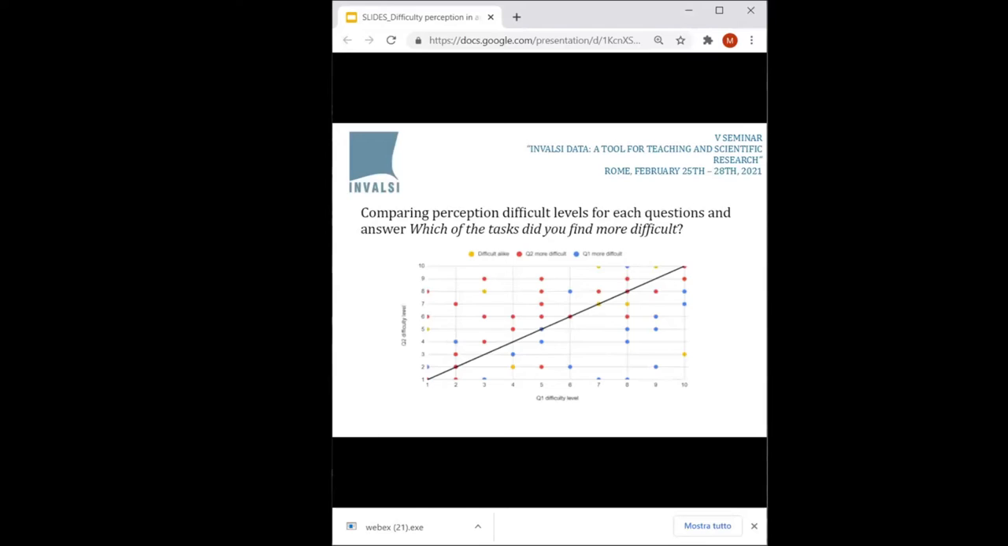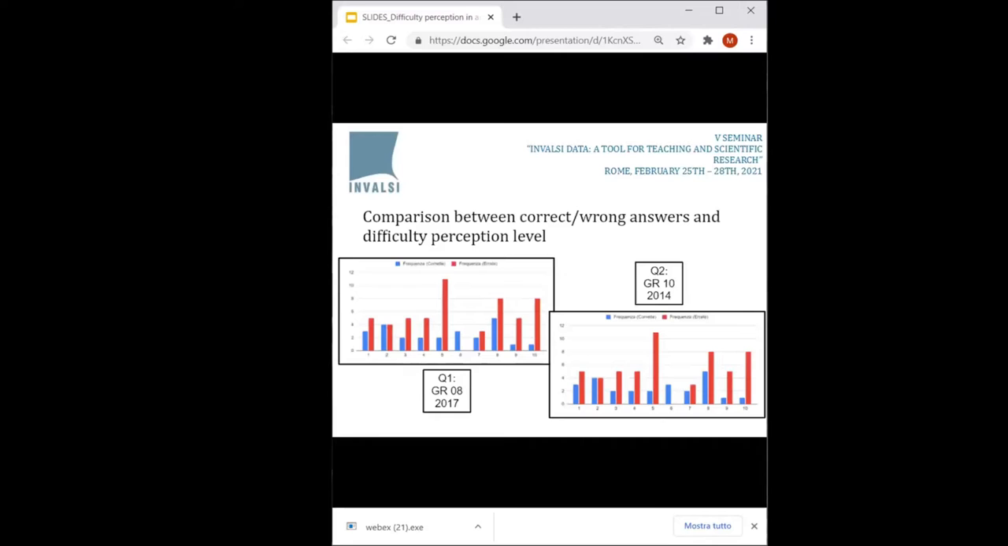That could be linked with the fact that students have difficulty attributing a difficulty level. Okay. Moreover, we also investigated the relationship between students' difficulty perception and the fact that they answered correctly or incorrectly to the INVALSI task. We tried to inquire if students tend to perceive a task as easier if they answer correctly, or vice versa.